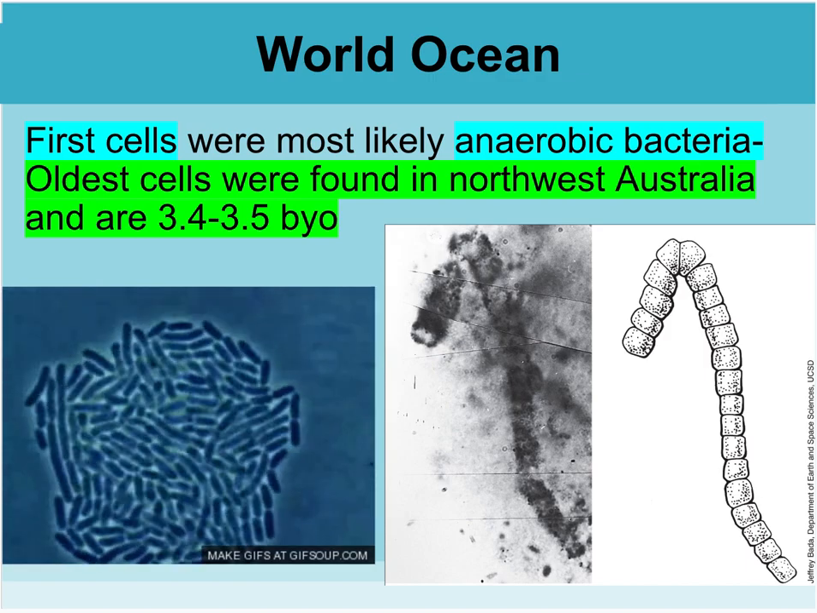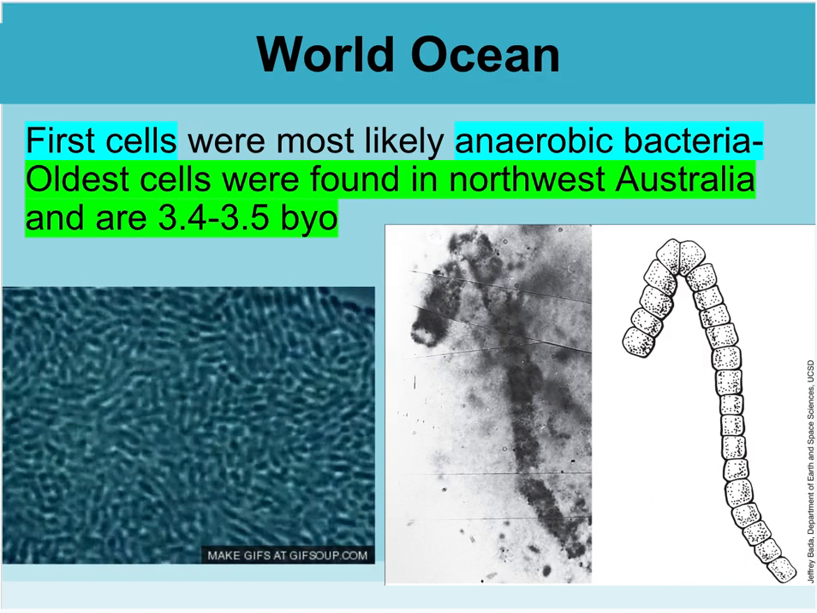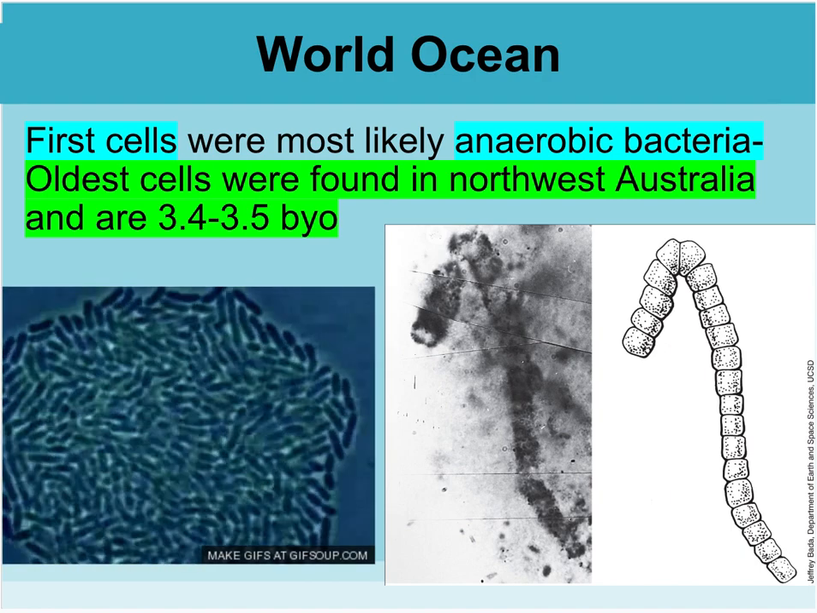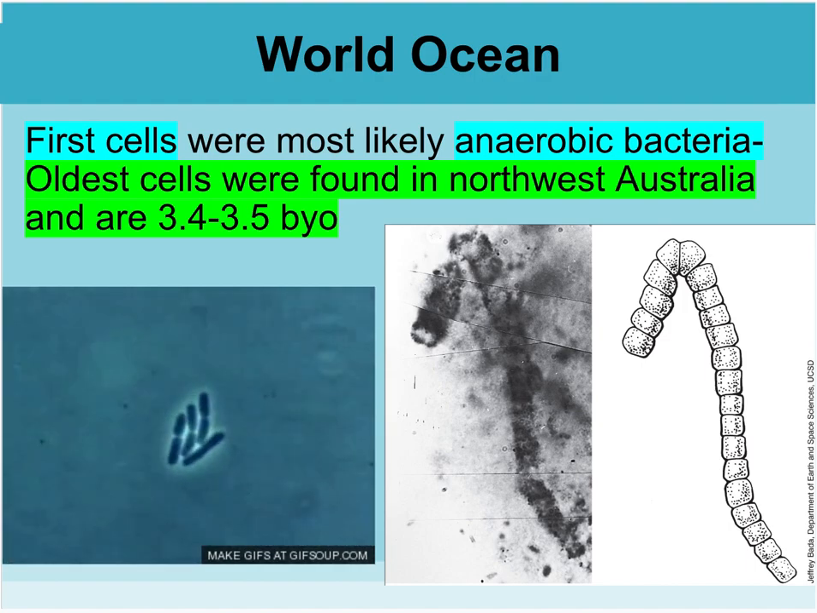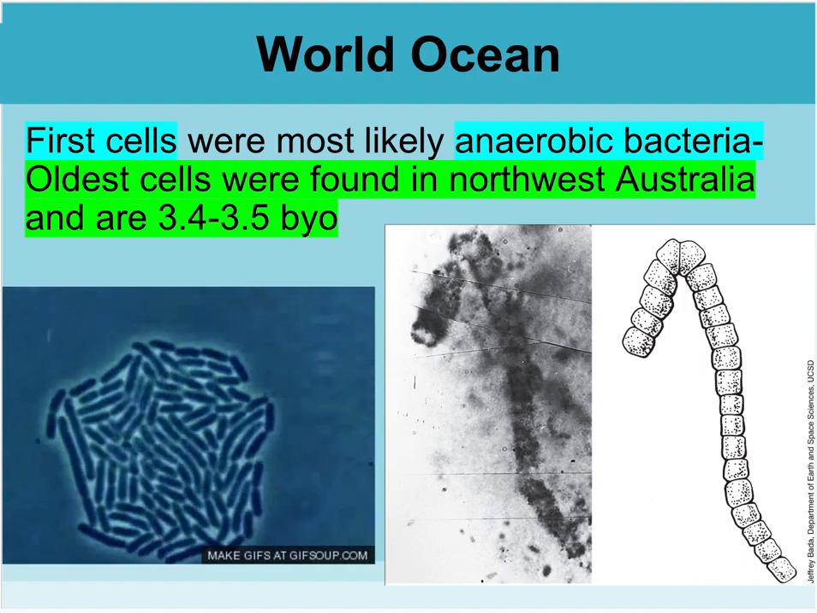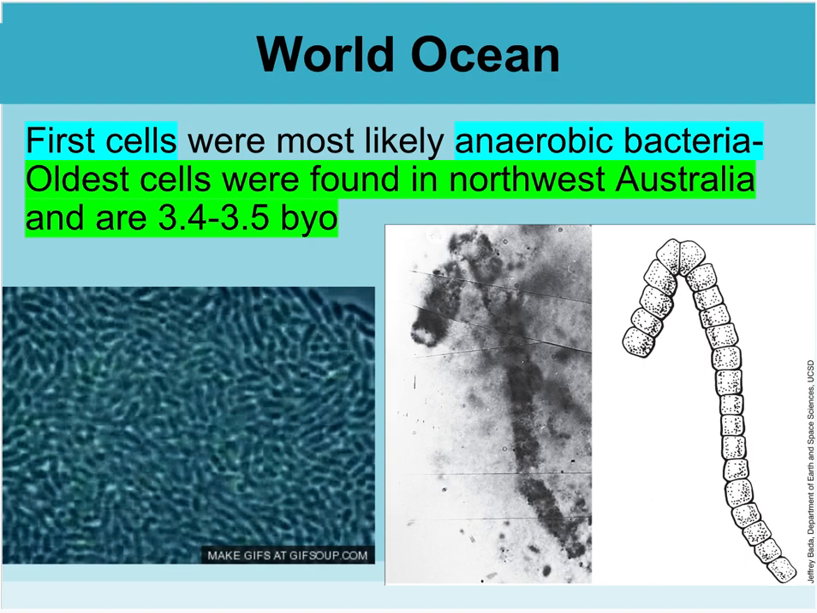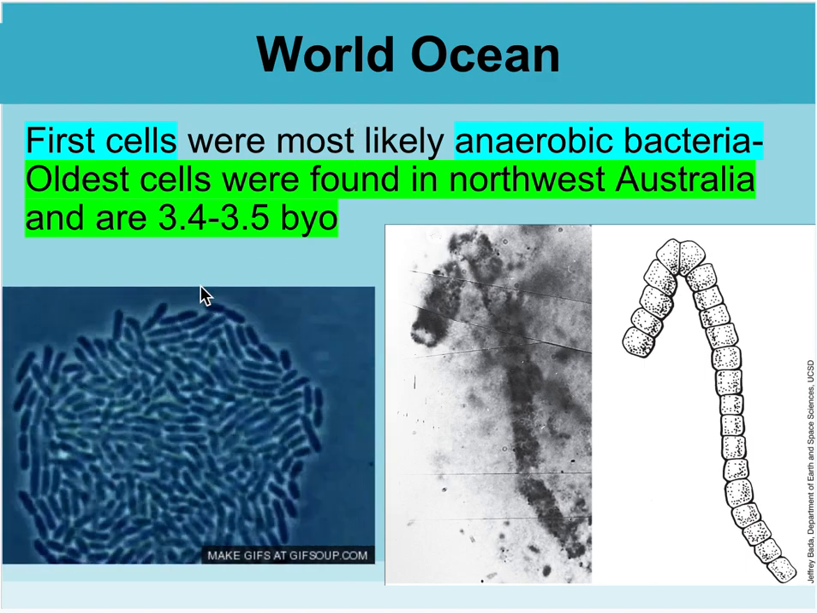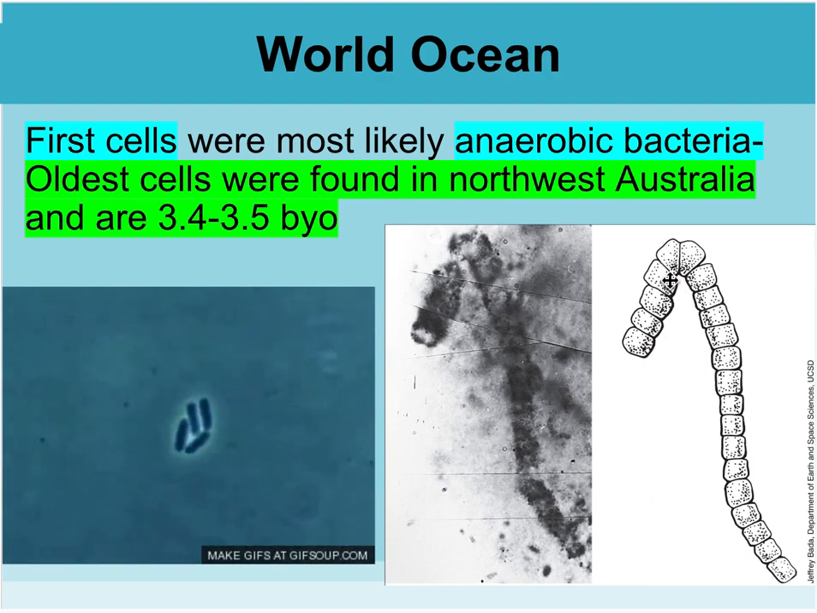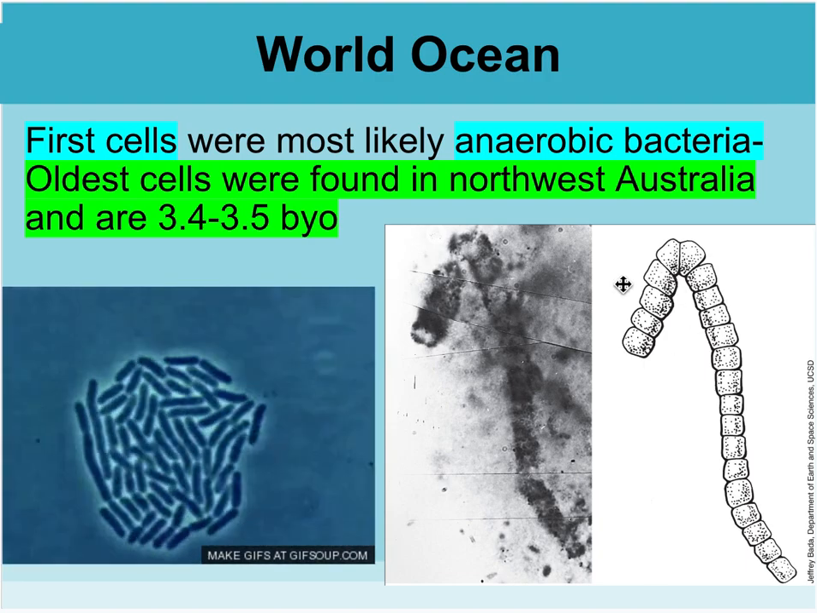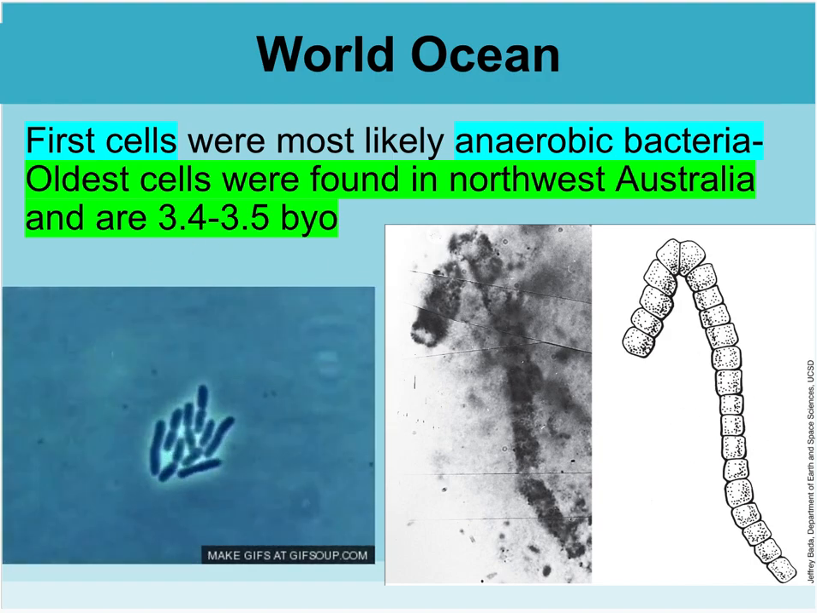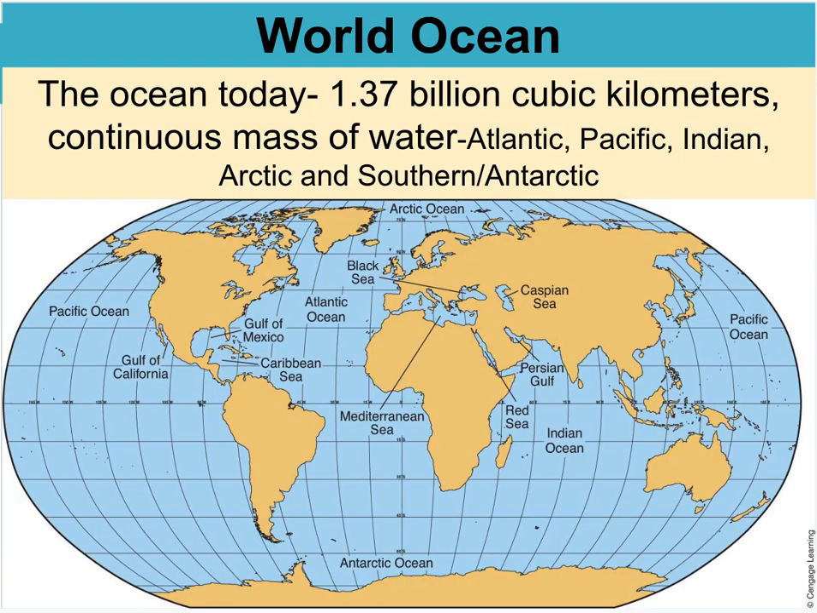So the first cells were most likely anaerobic bacteria, meaning they did not rely on oxygen because, again, that hadn't accumulated in the atmosphere yet. And these early fossils that they have dated to be about 3.4 to 3.5 billion years old were found in West Australia, and they were thought to be the first cells. And here's about what these early anaerobic creatures looked like.